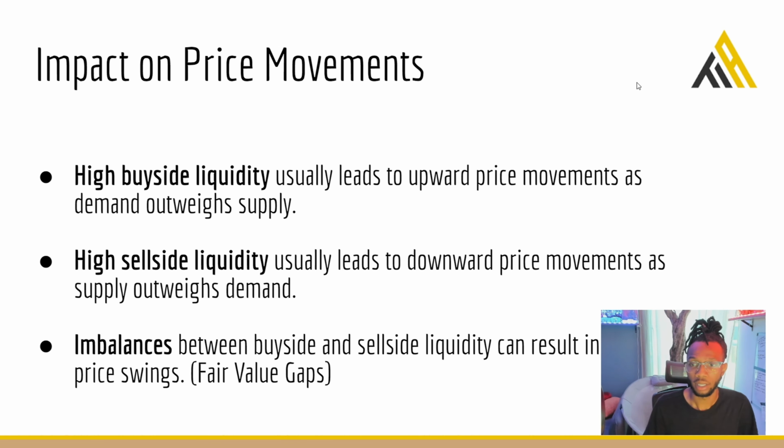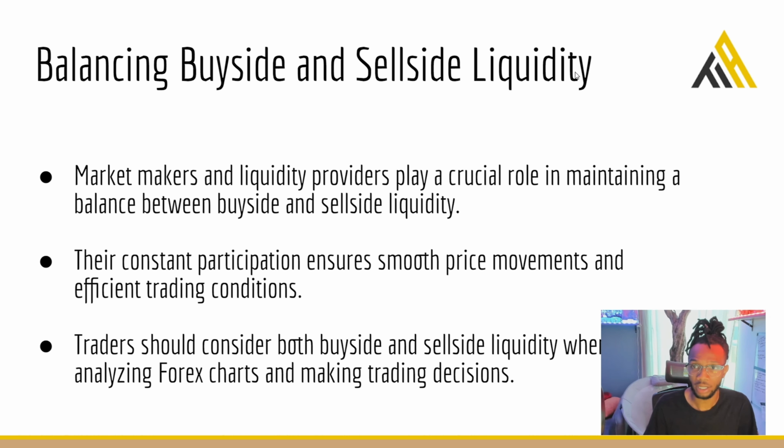Now, imbalance. Now, imbalances between buy side and sell side liquidity can result in opportunity for price swings and also opportunity of fair value gaps. Okay, that's another word for imbalance. Okay. Now, when it comes down to these different things, balancing out buy side and sell side liquidity is a very important factor, because whenever you're looking at the charts, the markets just don't always go straight up.